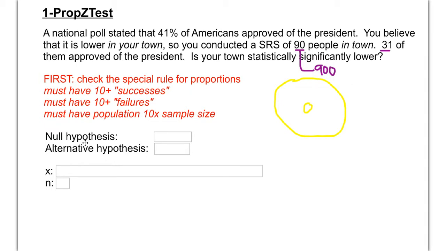Now, the null hypothesis, because we're dealing with a proportion, is going to go with the claim, the national poll that stated there was 41% of Americans that approved of the president. So p is equal to that 41%. Note that we're going to express 41% as a decimal because that's the way our calculator will want to interpret it. So we'll use a decimal for any percentages. Alternate, you want to see if your town is lower, you believe your town is less approving of the president, so you would say p is less than 0.41.